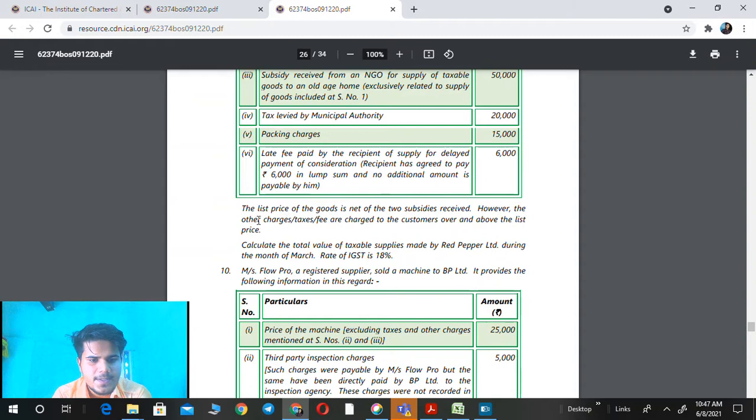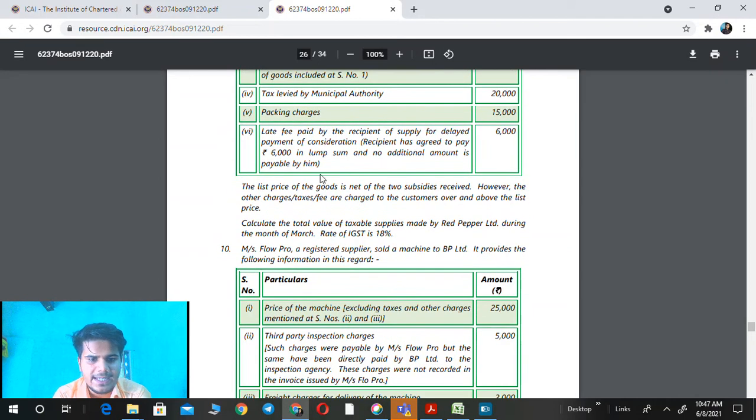And one additional piece of information is given. The list price of the goods is net of subsidies. Okay, so the subsidy is already adjusted from the list price, but other charges, taxes and fees are not adjusted, and hence in this question we have to calculate the total value of taxable supply, and the rate of IGST is 18%. So before solving this question, I am giving some brief about this chapter.